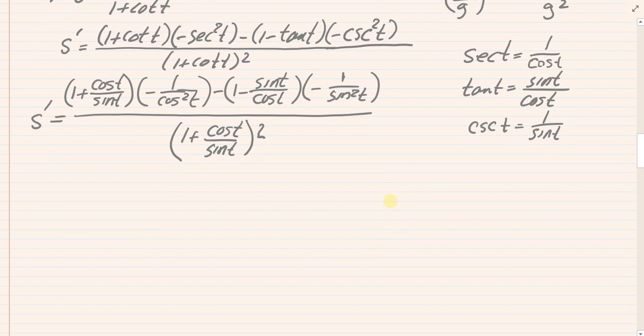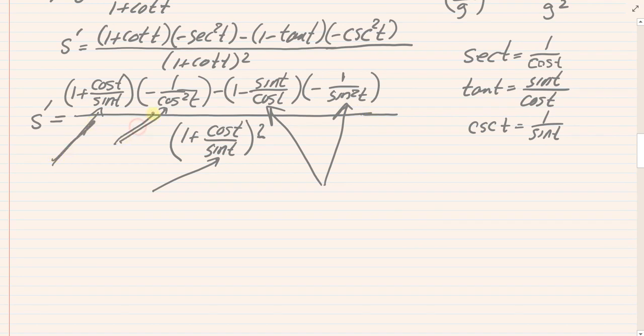Let's find the LCD and multiply top and bottom by the LCD. Okay, now the LCD, that means look at just the denominators. I'm looking at only the denominators here. So what is the LCD of sine t?